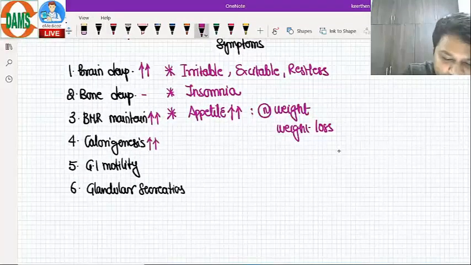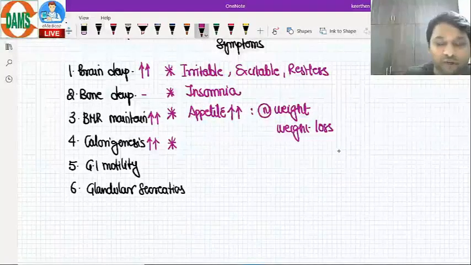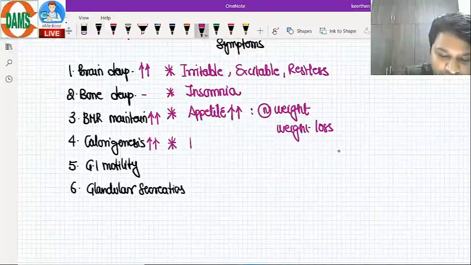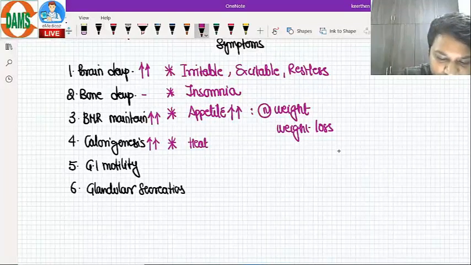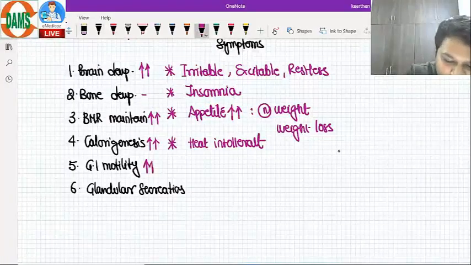Increase in calorigenesis means the body is making more heat, the body has more amount of heat. If the body has more amount of heat, will it be heat intolerant or cold intolerant? He'll be heat intolerant. He has enough amount of heat in the body, so he'll be heat intolerant. Increase in GI motility will result in diarrhea.